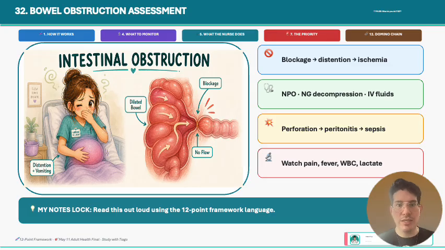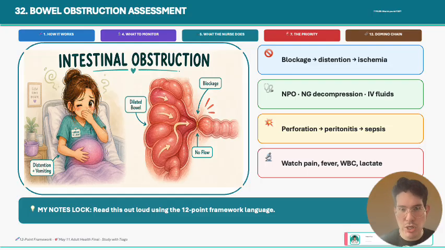Vomiting causes fluid and electrolyte loss. Yeah? Especially potassium loss. Ding, ding, ding. Low potassium can worsen bowel motility. So electrolytes matter. Okay, imaging may show air fluid levels, yeah? Dilation or the obstruction pattern. Labs may show dehydration, electrolyte imbalance, leukocytosis, or signs of worsening perfusion depending on the severity.